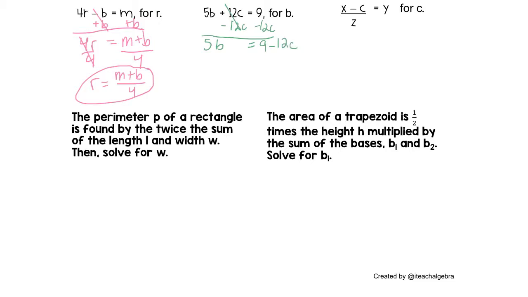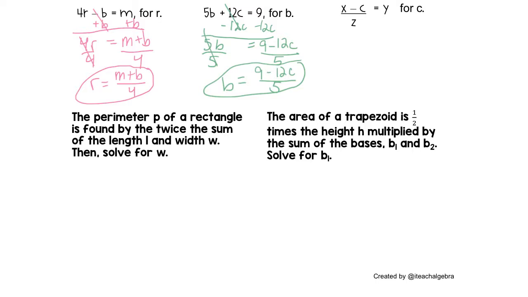Now we have to get b alone, so we need to divide by 5 on both sides. 5 over 5 cancels and leaves us with b, and the right just stays how it is, 9 minus 12c over 5.